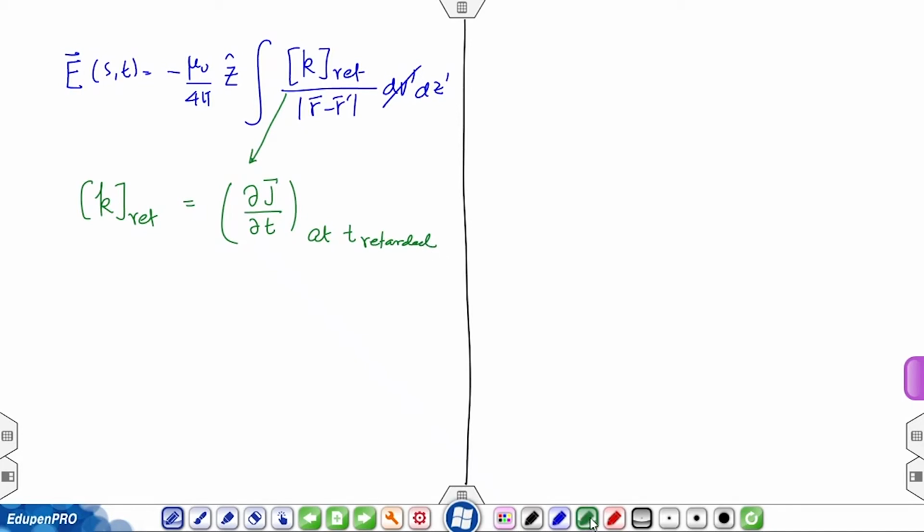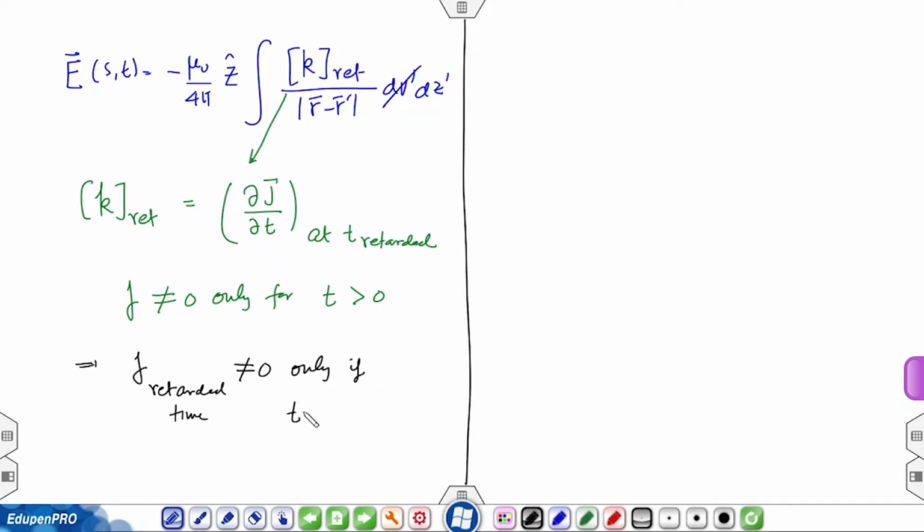And we have been given that J is not equal to 0 only for t greater than 0. But if I calculate this for retarded time, this means J calculated at retarded time is not equal to 0 only if t retarded is greater than 0. What that means is that after I turn the current on, it takes some time before it reaches a certain point. So, now we can do the integral very easily.